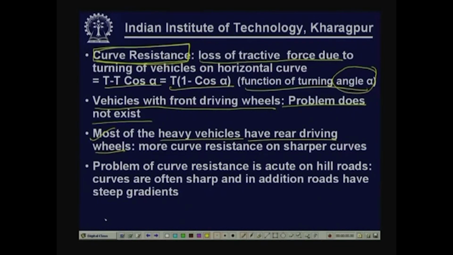Also, it is worthwhile to mention that this problem of curve resistance is acute on hill roads, because there are not only sharp horizontal curves, but also steep gradients. So, the problem becomes more acute for hill roads. How to consider this aspect in design? We shall come back to this topic when we talk about the vertical alignment. There is something called grade compensation. That topic we will discuss.